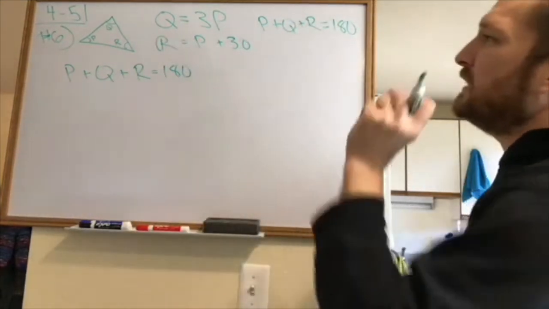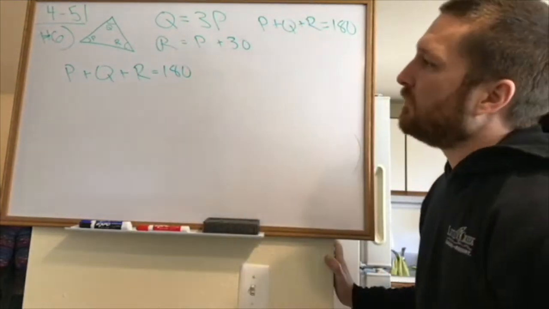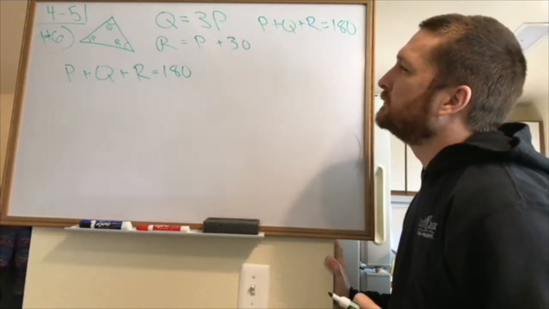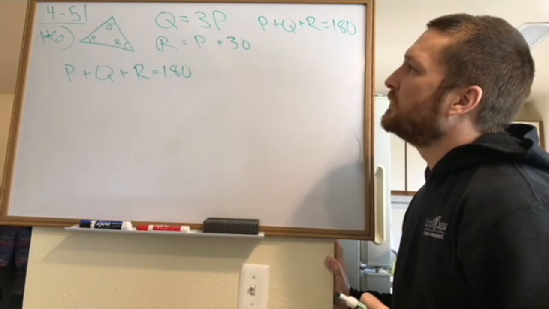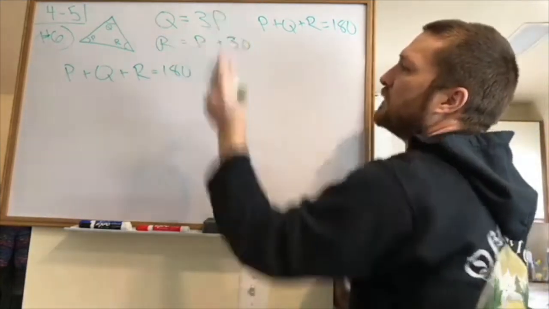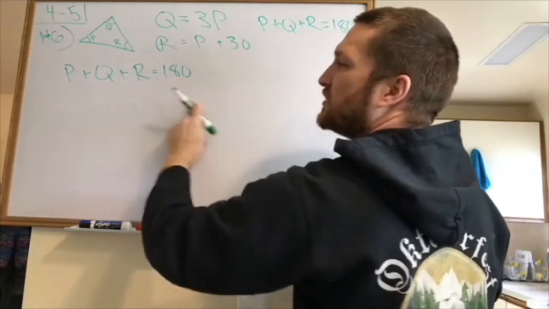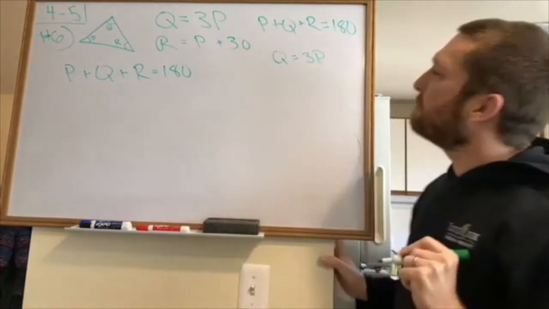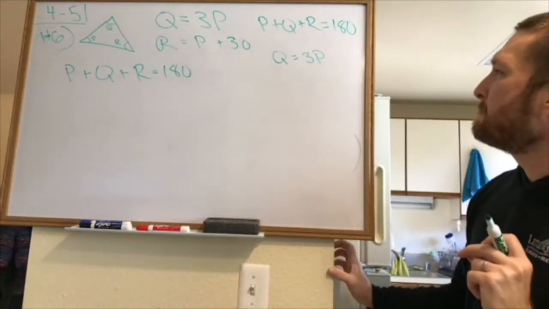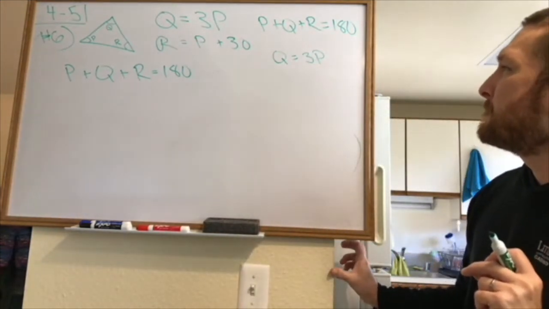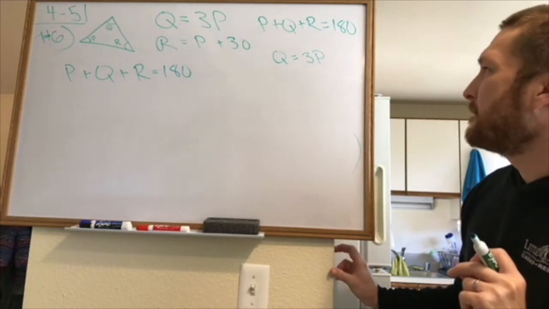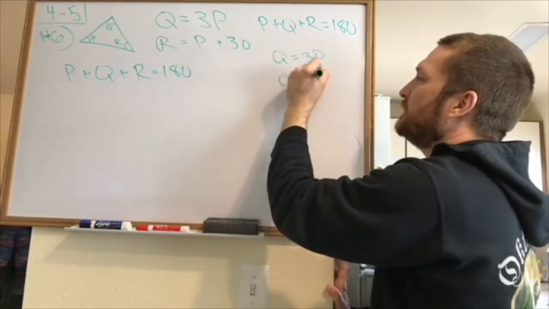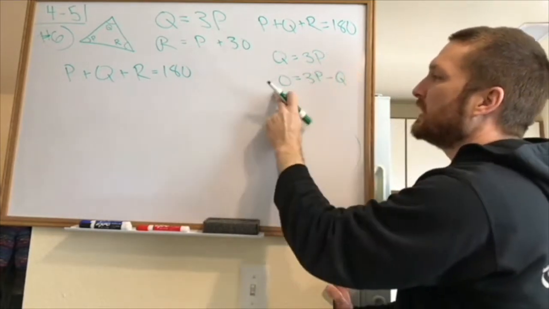Okay, what should my next equation be? Q equals 3P. Okay, so Q equals 3P. How do we put that into standard form? 3P minus Q equals 0. Oh, I like it. 3P minus Q equals 0.